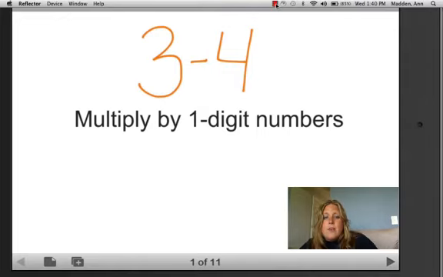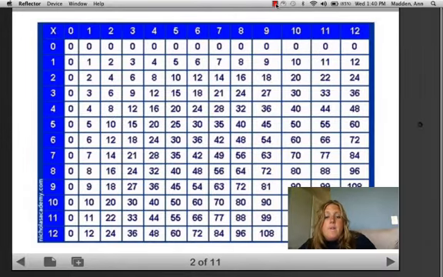We are on lesson 3-4 tonight, multiplying by one-digit numbers. Hopefully you have memorized your multiplication facts. If you have not quite yet memorized them, you can refer back to the chart, but it is a must that you should remember these by the end of this chapter.